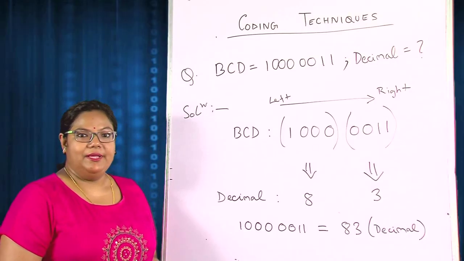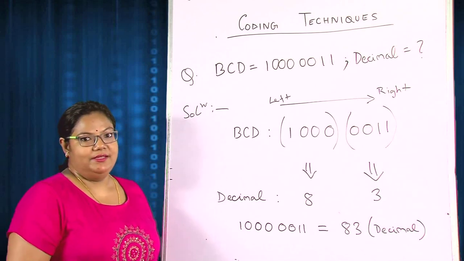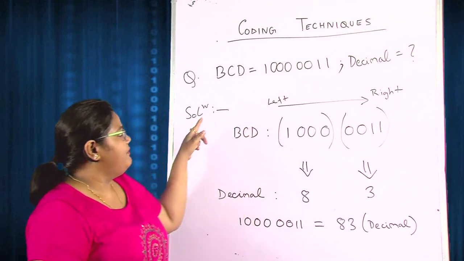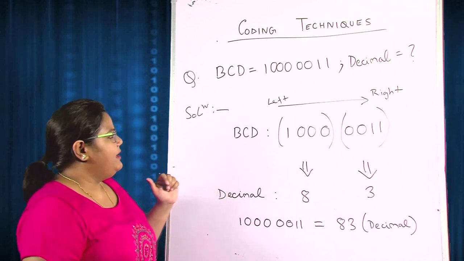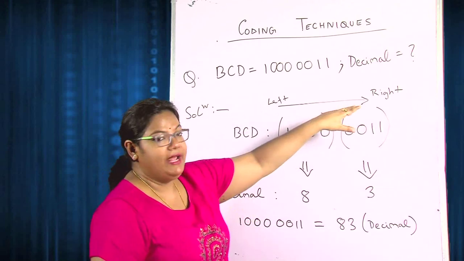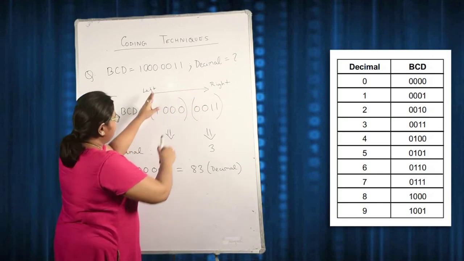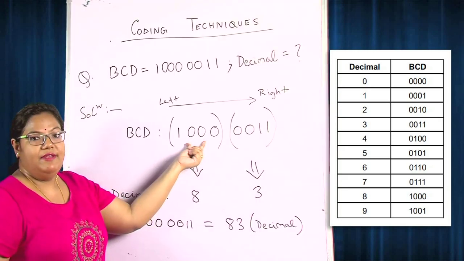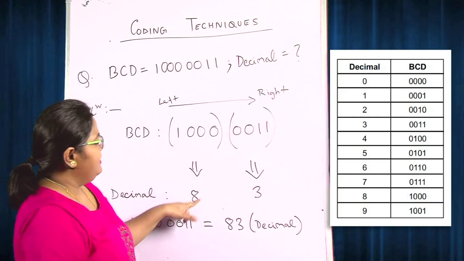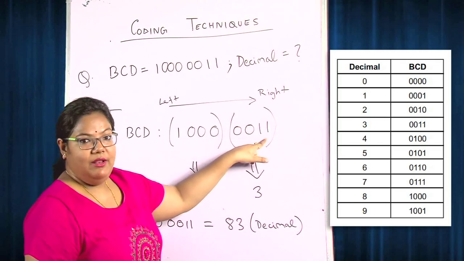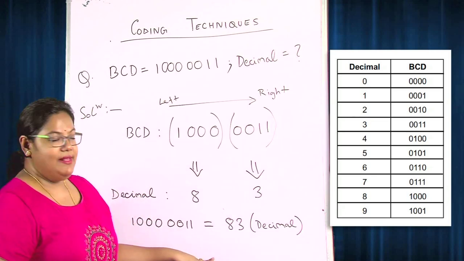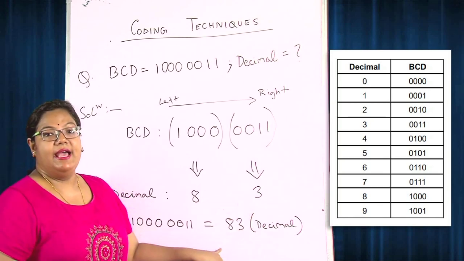Now let us look at an example where we convert a BCD number to its decimal equivalent. In this example, we have taken the BCD number 10000011. For that, we look at this BCD number as 4-bit groups, going from left to right. The first 4 bits, 1000, have the decimal equivalent 8. The next 4 bits, 0011, have the decimal equivalent 3. So we simply combine these two digits, 8 and 3, and we get the decimal equivalent of the BCD number.